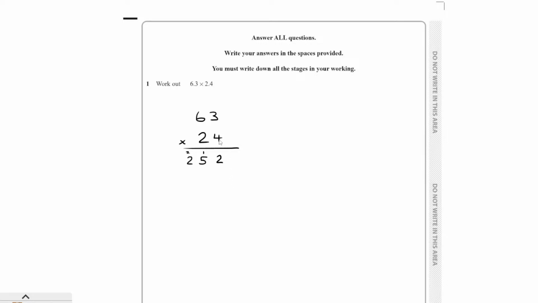Then for the 20, because this is not just a 2, it's a 20, I have to put a 0 here to make that scale correct. So then I do 2 times 3, which is 6, and 2 times 6, which is 12. So the 2, and then obviously you technically carry the 1, so you just put it straight here. Draw that again. There. And then you want to add those two together.